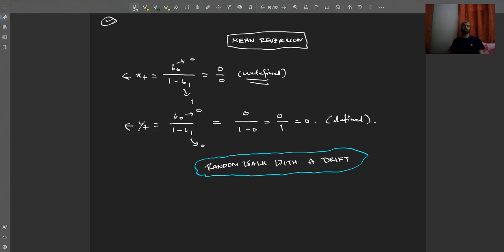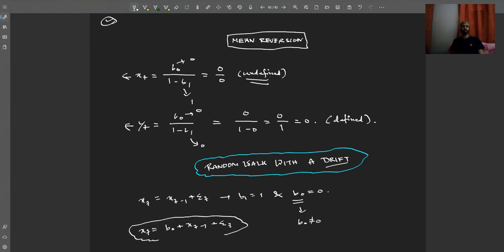So friends, what is a random walk with a drift? We have learned that a random walk is represented like this: xt is equal to xt minus 1 plus error at t, right? Now here b1 is equal to 1 and b0 is equal to 0. Now if there has to be a drift, what has to change here? The thing that changes is the b0. The b0 becomes not equal to 0. So this equation transforms to xt is equal to b0 plus xt minus 1 plus the error. This is a random walk with a drift.